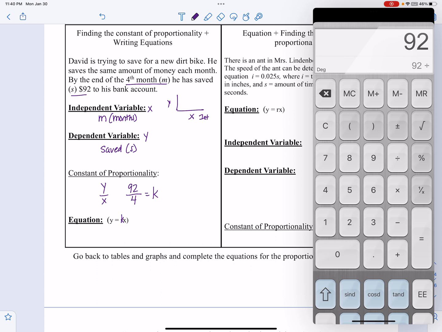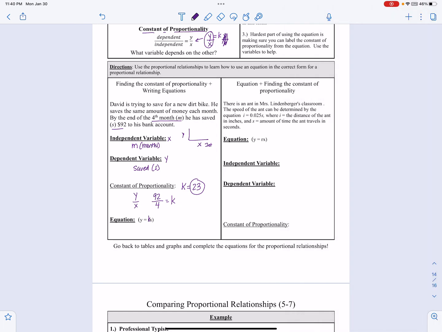92 divided by 4, sorry. And it'll tell us that K equals 23. And so I know my constant of proportionality, K, equals 23. Okay, and there we go. And so that's how you use the equation to solve.